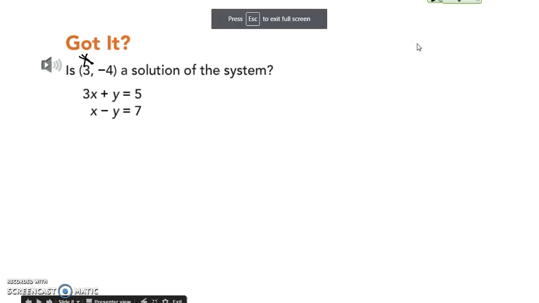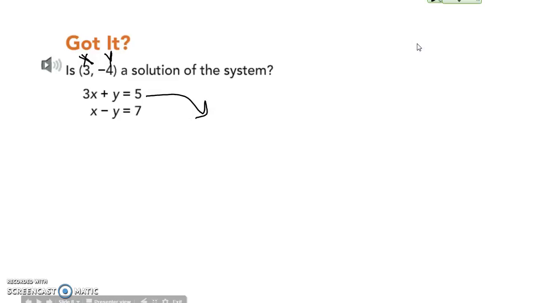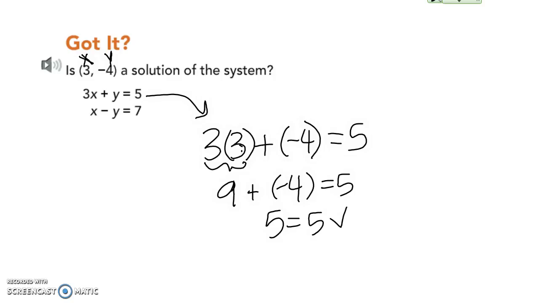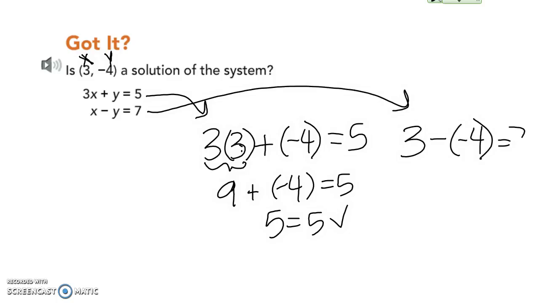So we're plugging in x and then y. In the first equation, 3 times 3 plus negative 4 equals 5. 3 times 3 is 9. 9 plus negative 4 does equal 5, so that works. Try it in the second one. So coming over here, I would do 3 minus negative 4. And double negative, we can say plus a positive. 3 plus 4 does equal 7. So yes, this is a solution to the system of equations because it works in both of those equations in the system.